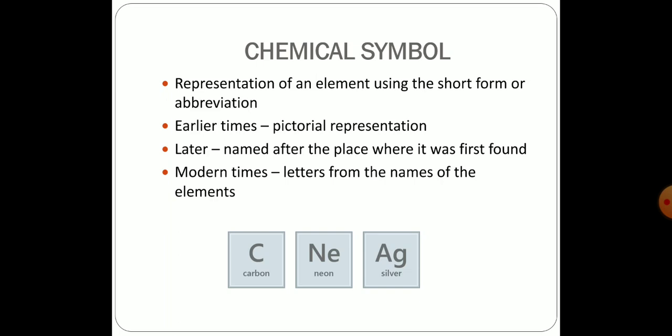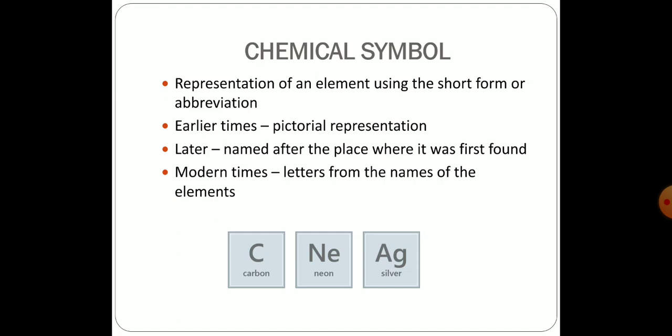Yes. And then in modern times, the letters from the names of the elements are used. Now in the modern days, we are using the letter itself from the name of the element. Say C is from carbon, so carbon starts with C, so we use C as a symbol. Similarly for neon, which is a gas, the symbols are taken from the name of the element itself, so that it is easy to remember.